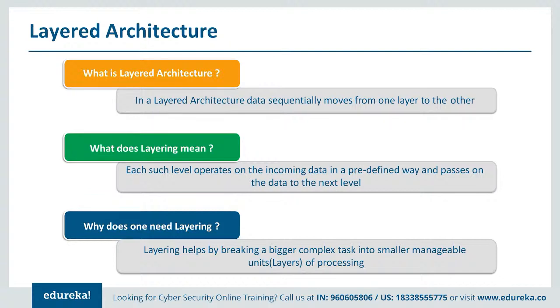What does layering mean? Each layer operates on the incoming data in a predefined way and passes the data to the next level. So each layer works on how to receive the data, how to process it, and how to send it out. Each layer will receive data, process it, and send it across to the next layer. Why does one need layering? Layering helps break a single complex task into multiple smaller units, and each layer can process multiple units and get the tedious single networking task done.